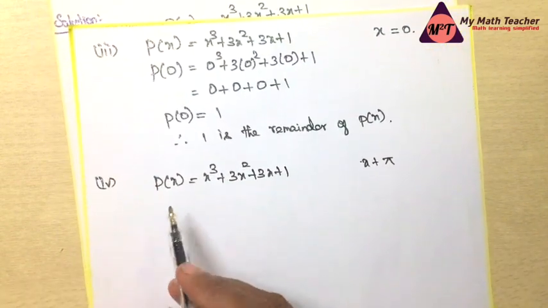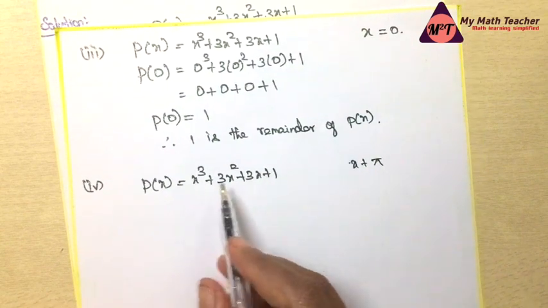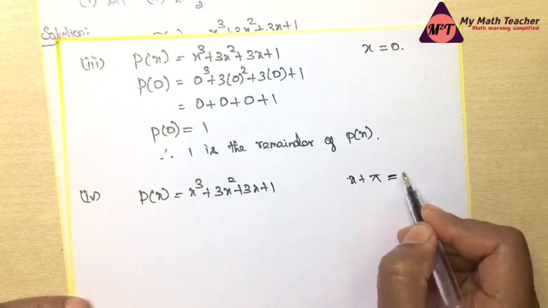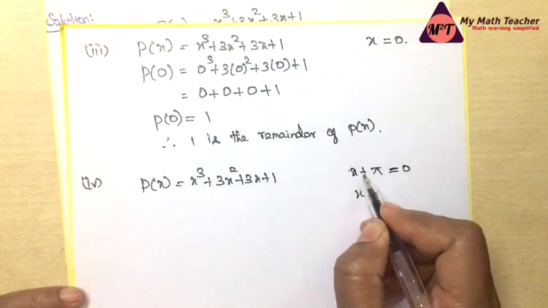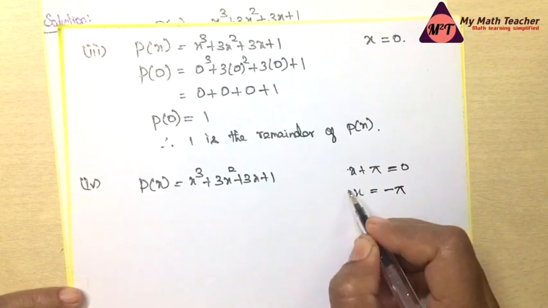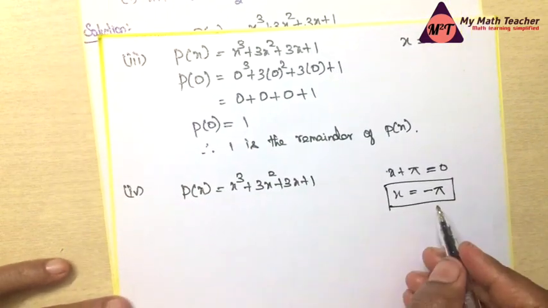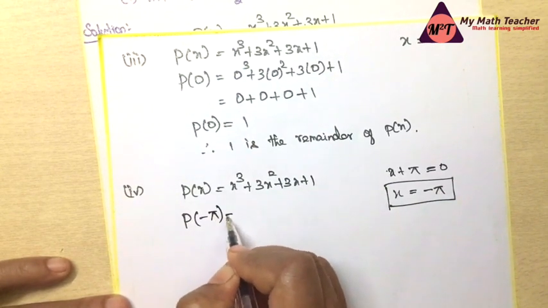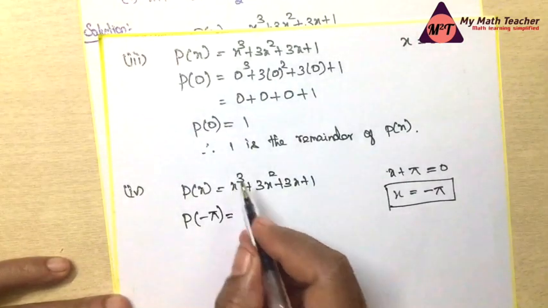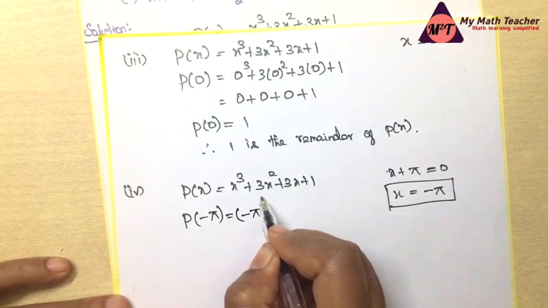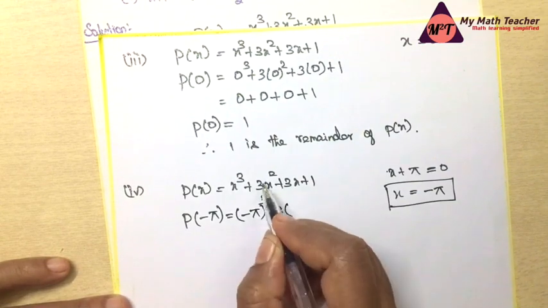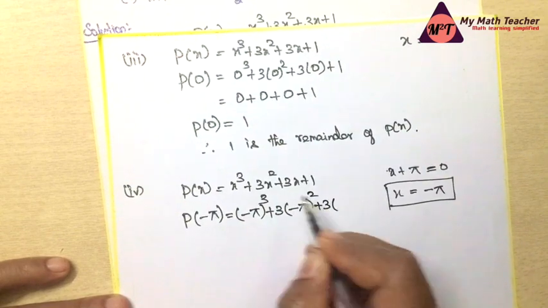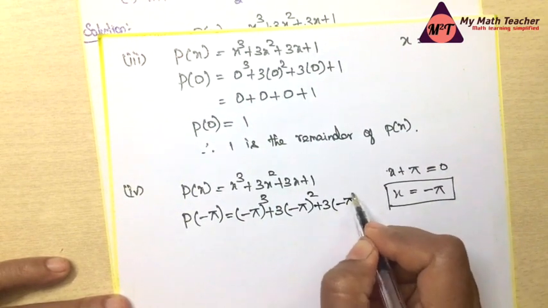Fourth subdivision is P of x is equal to the same polynomial. The given divisor is x plus pi. Now equate this to 0. Find the x value. It will be positive pi will become minus pi. Negative pi. Now substitute x value as minus pi. P of minus pi is equal to x cube, that is (minus pi) cube, plus 3 into x value, which is (minus pi) squared, plus 3 into x, simply minus pi, plus 1.